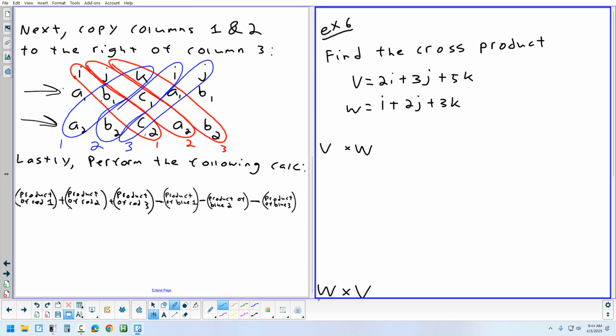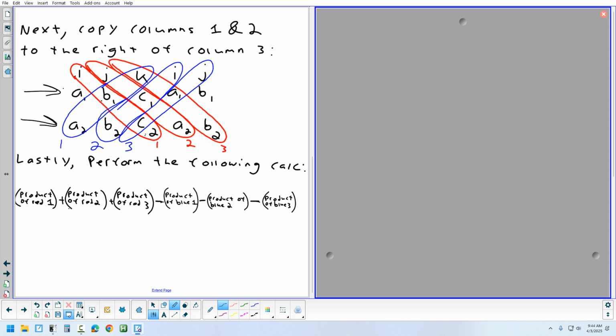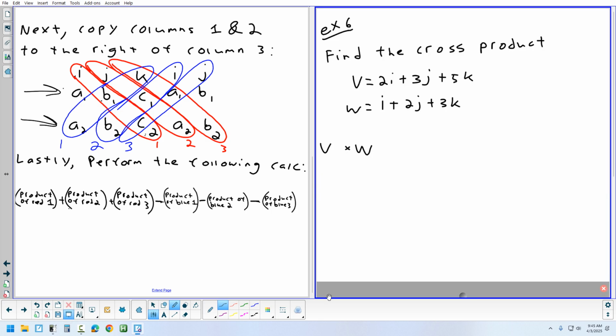Okay, so let's find the cross product. I want to do V cross W. All right, so who can tell me what I am going to do to set up my visual that's going to help me figure this out? So what's my first step to setting up my matrix?